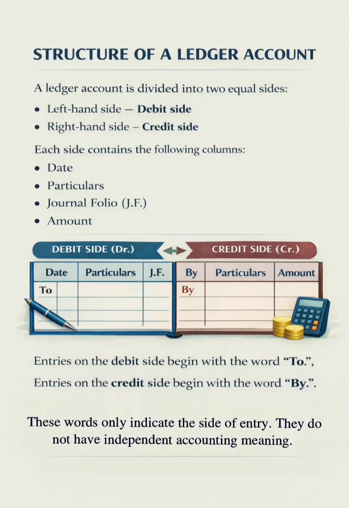Entries on the debit side begin with the word "to." Entries on the credit side begin with the word "by." These words only indicate the side of entry. They do not have independent accounting meaning.